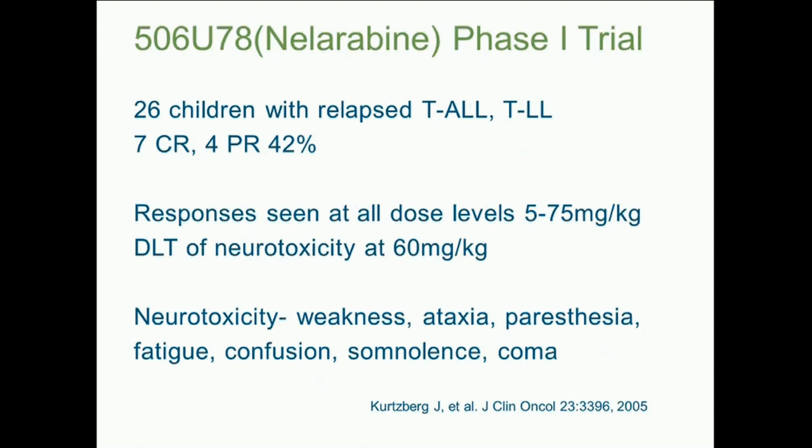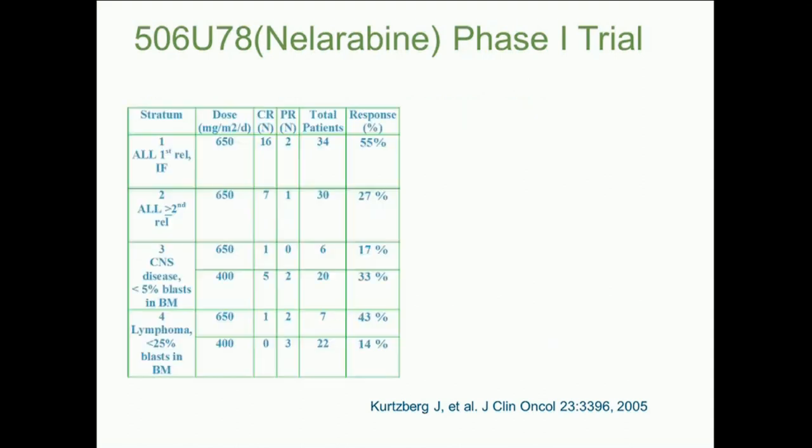So usually you don't see this where the drug is useful at every dose that you give. Usually you have to hit a level before the drug is even useful. Very unusual. Unfortunately, the limiting side effect, the neurotoxicity, was very significant. So there was weakness, ataxia, paresthesia, fatigue, confusion, somnolence, and coma. Coma from which people did not recover. So we had an excellent drug, but we had a side effect that would be very concerning to use on patients. But because of the response that patients had, it was deemed okay to go to a phase two.